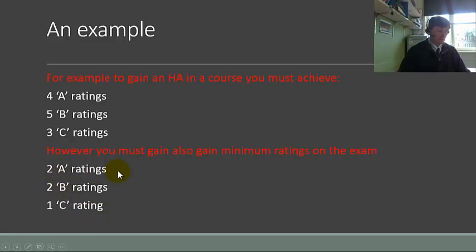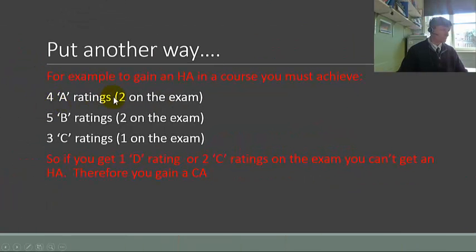How does that relate in another way? Well, put this way, in order to get an HA, you must have 4 A ratings, 2 of which on the exam, 5 B ratings, 2 must be on the exam, 3 C ratings, 1 must be an exam. So if you get 1 D rating, you can't get a HA even if you've got a string of A's. Or if you get 2 C ratings on the exam, you also will only get a CA. That's important to remember. So it's important that you know what your combinations are in order to know what you're going for.